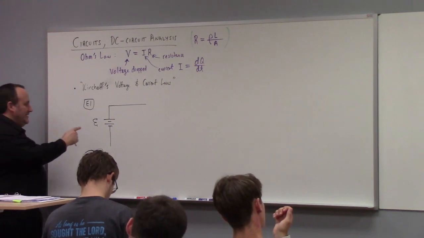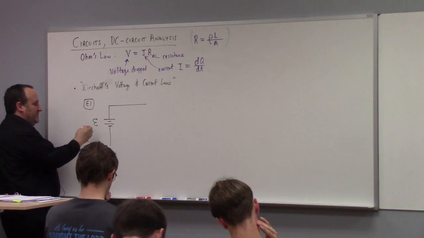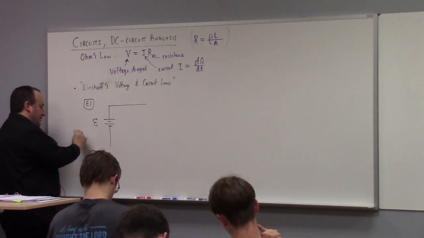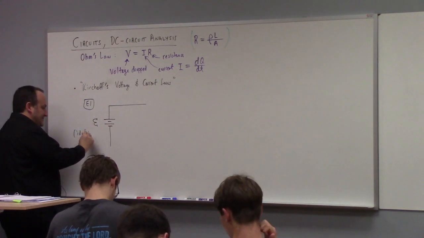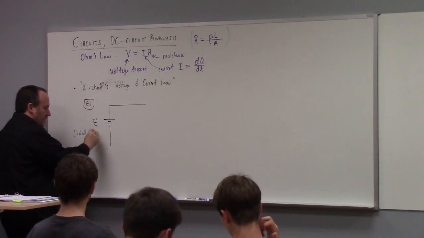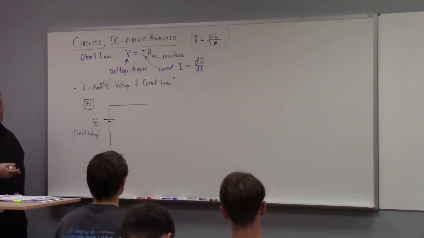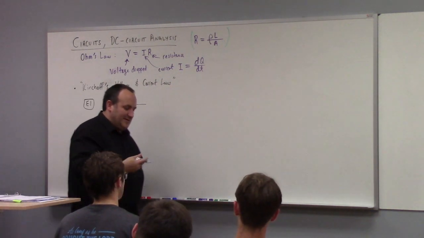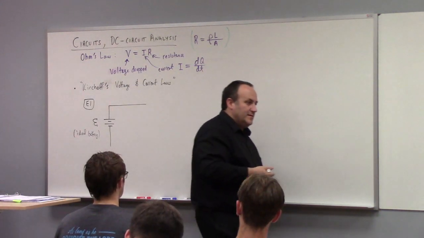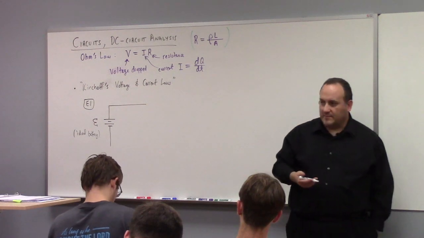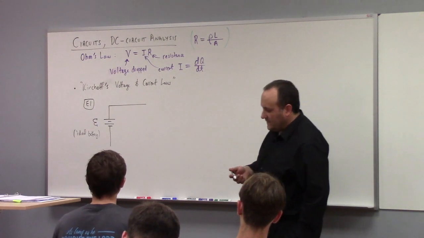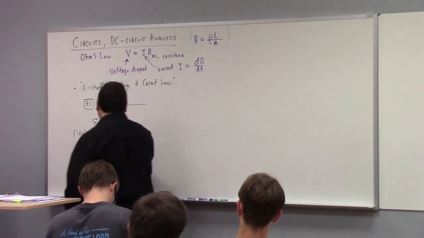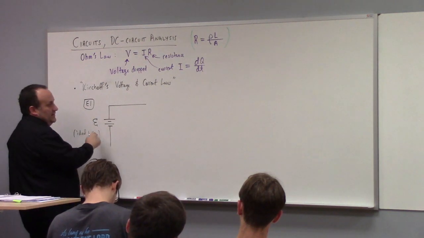But anyway, EMF, electromotive force, but we'll just think about this as an ideal battery. An ideal battery is one that always puts out a fixed voltage, independent of the current you're drawing out of it. So these things don't exist in reality, but they do exist in physics tests. So here you go. This is a battery with voltage E.